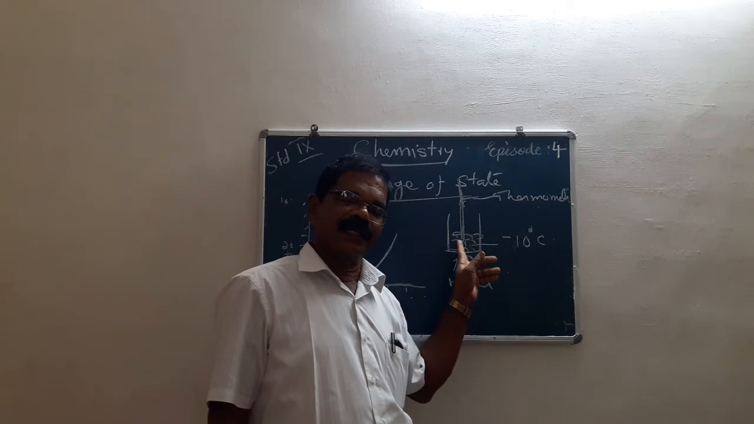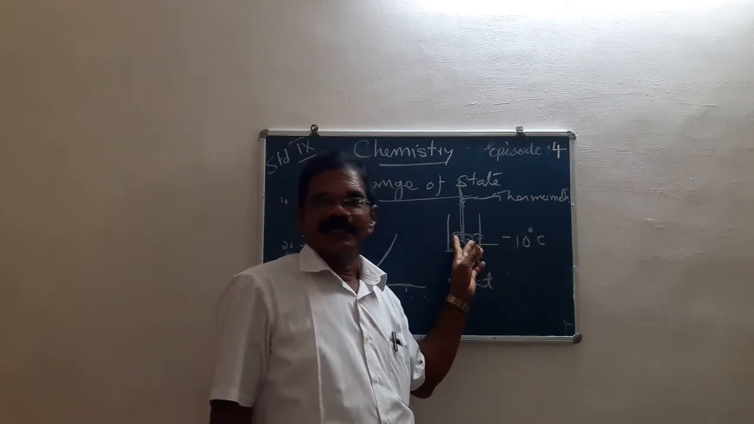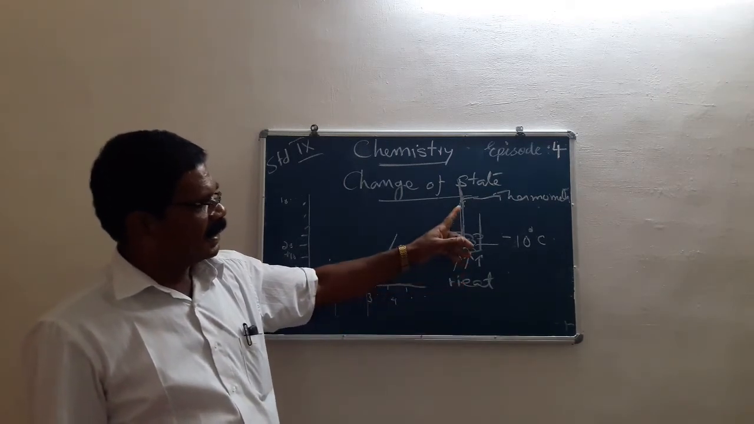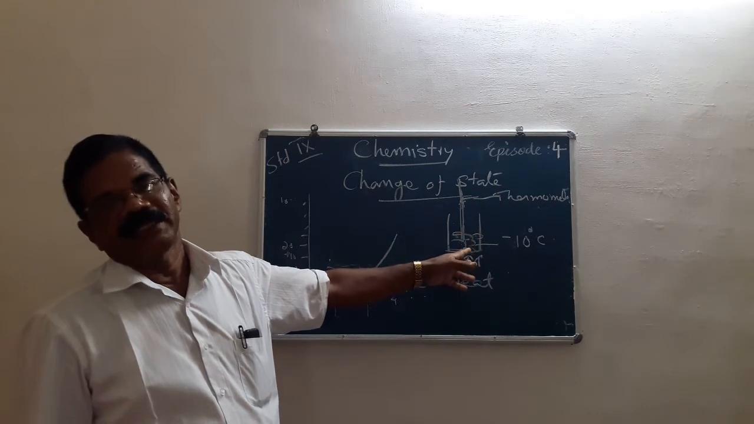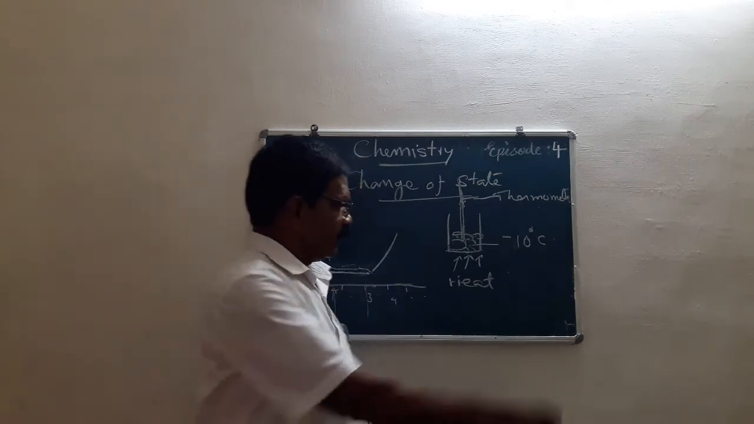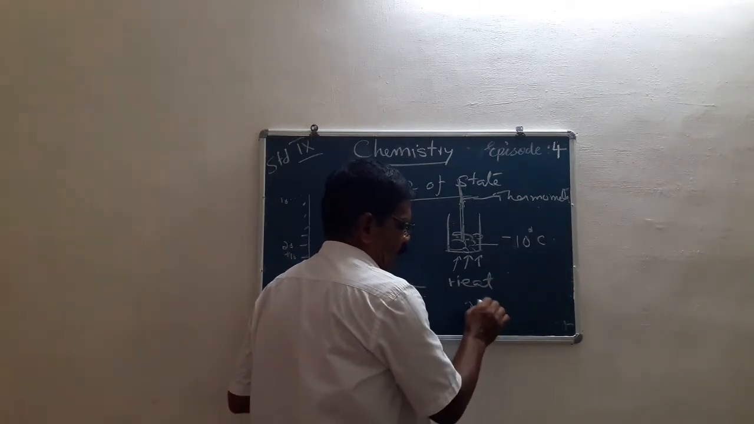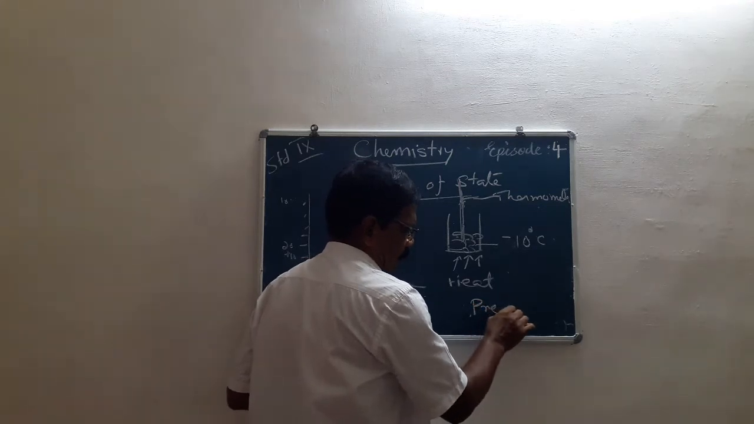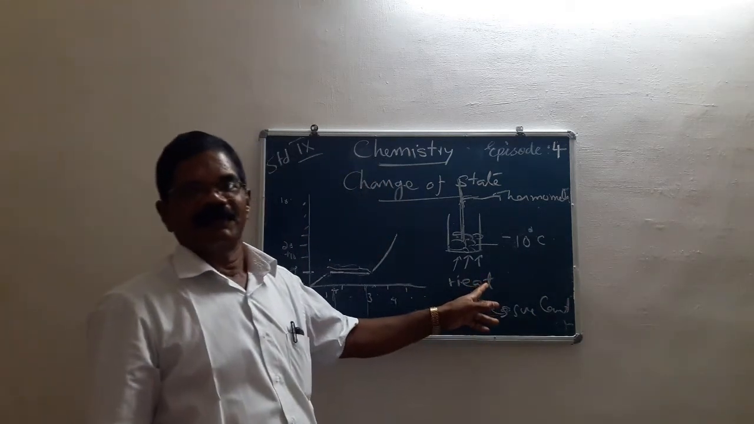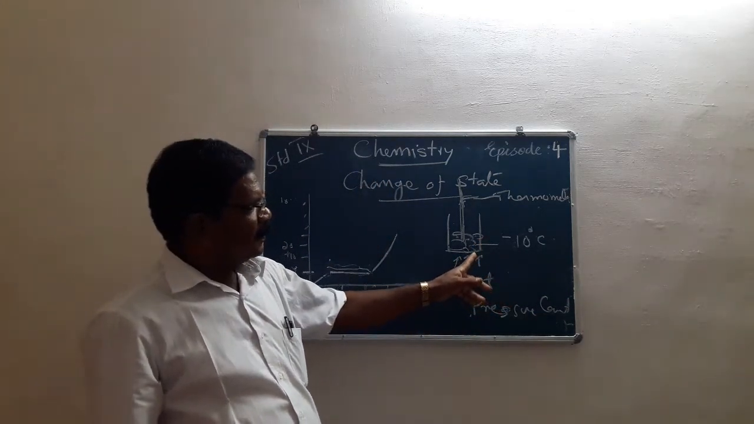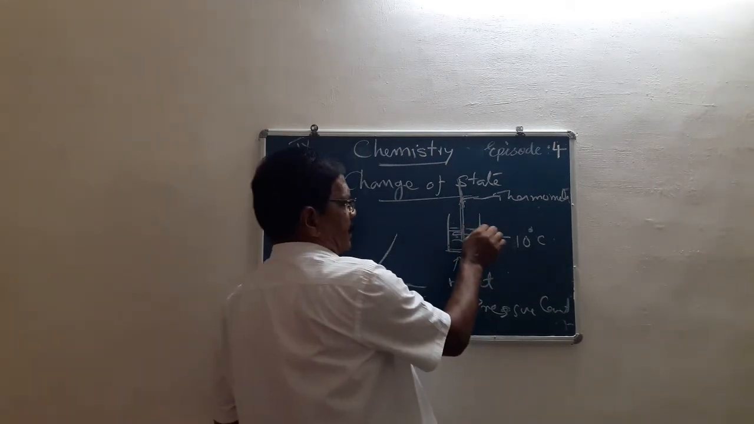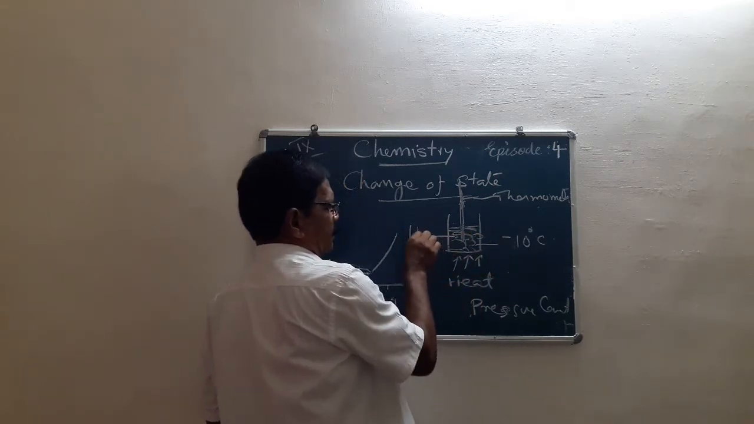What is the definition of latent heat? Latent heat means the amount of heat required to change 1 kilogram of solid substance to liquid at atmospheric pressure. Here the pressure remains constant, no change in pressure. Then what is the other? For uniformity, we consider 1 kilogram of ice. The quantity of ice taken here is 1 kilogram.